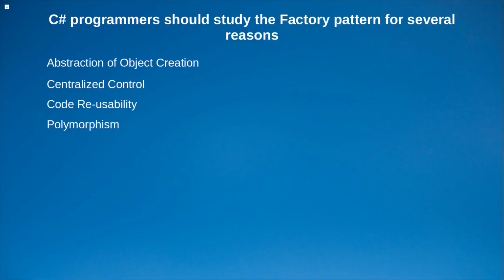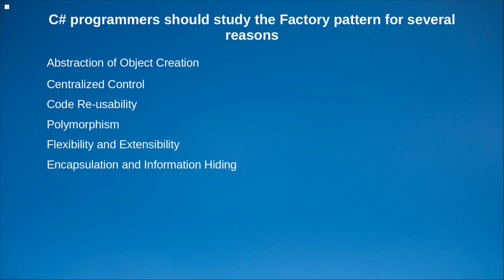Polymorphism. Factories can return instances of objects derived from a common interface or base class. This supports polymorphism, enabling clients to work with objects based on their common interface rather than their concrete types. Flexibility and extensibility. The factory pattern provides a foundation for adding new object types or variations without modifying existing client code. This is particularly useful when dealing with evolving requirements. Encapsulation and information hiding. Factories encapsulate the creation process, hiding implementation details from client code. This enhances the security and robustness of the application. Consistent object creation. Factories ensure objects are created consistently, adhering to predefined rules. This is valuable when maintaining a uniform object creation process throughout the application.